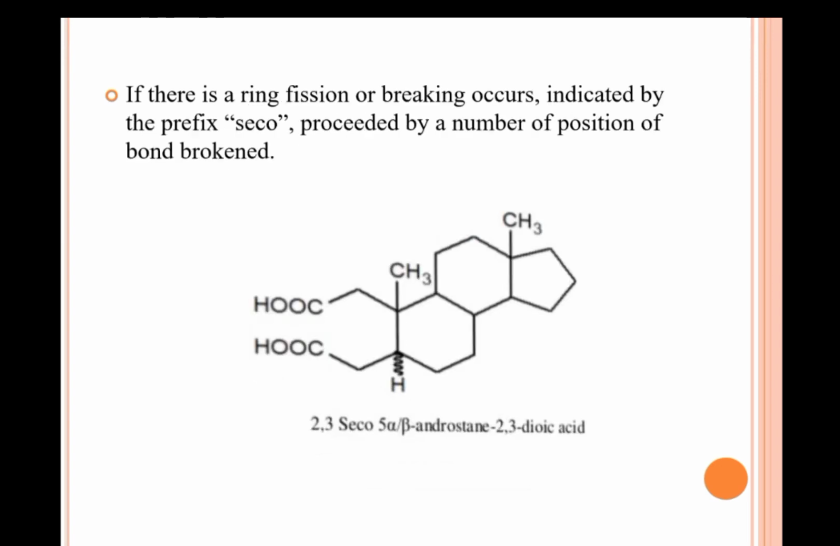Next rule. If there is a ring fission or breaking, it is indicated by the prefix seco preceded by the number of the position of the bond broken. Example is given here. There is a ring fission between the 2 and 3 carbon atoms. Therefore, nomenclature is 2,3-seco-5 alpha or beta-androstane-2,3-dioic acid.